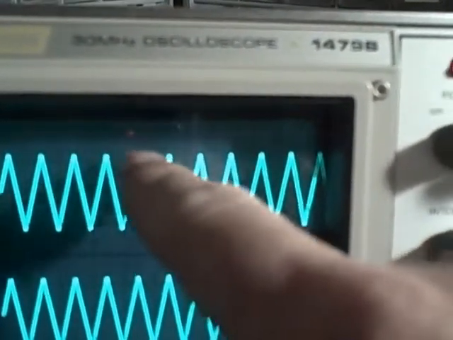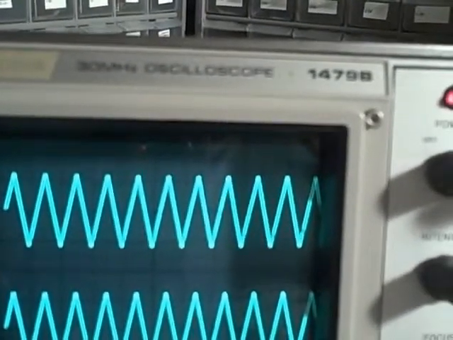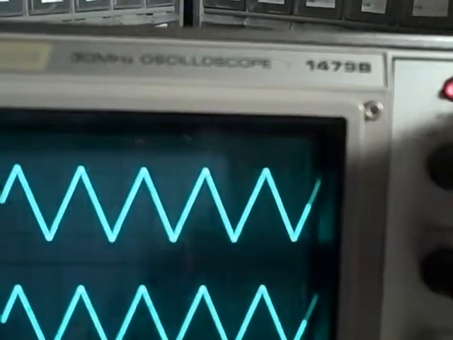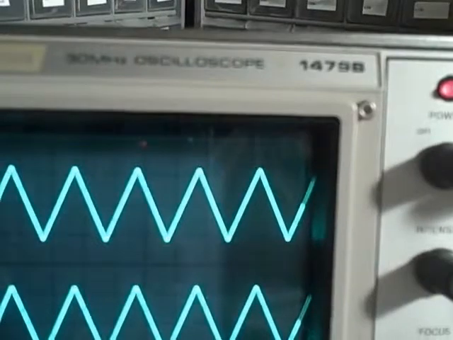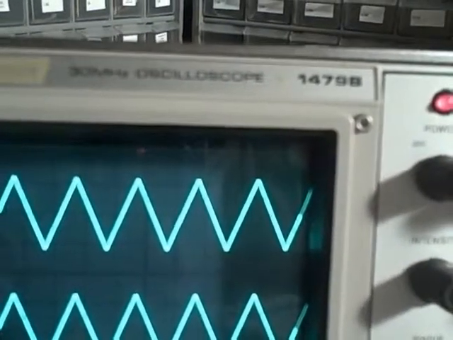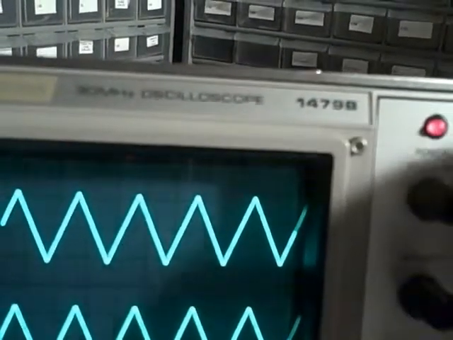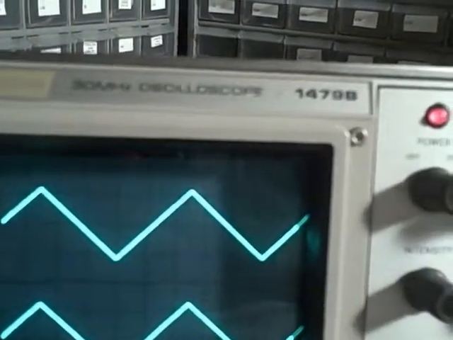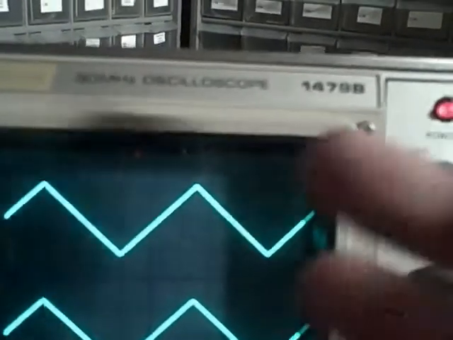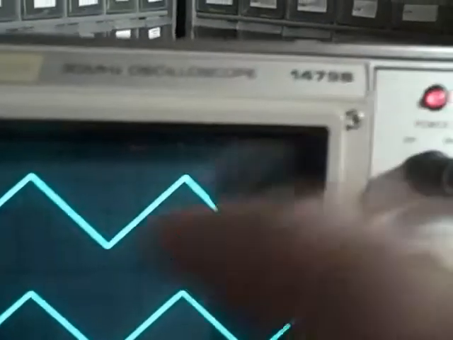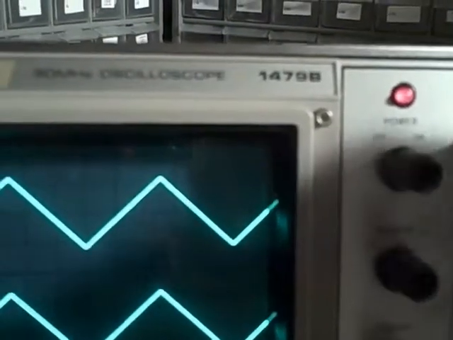1, 2, 3, 4, 5, 6, 7, 8, 9, 10 divisions, 10 cycles. If I go to half of that time per division, then I'm going to get half of those peaks. I get 5 peaks across the screen. Yeah, that would be right. If I go to 1/5 of that time per division, that's 1/5 of 10, which is 2 cycles. And once again, we have 1, 2.